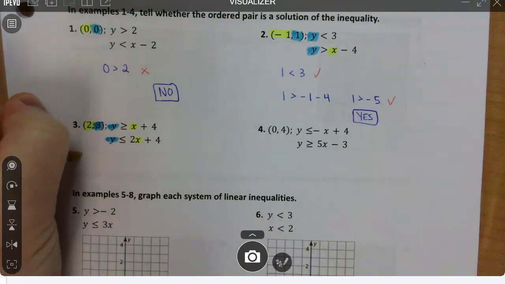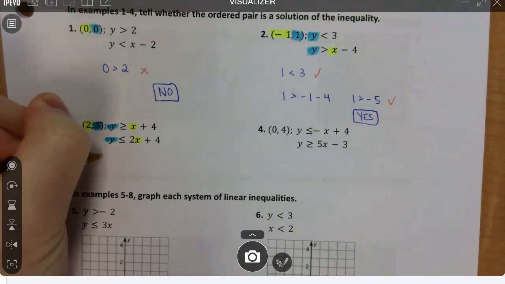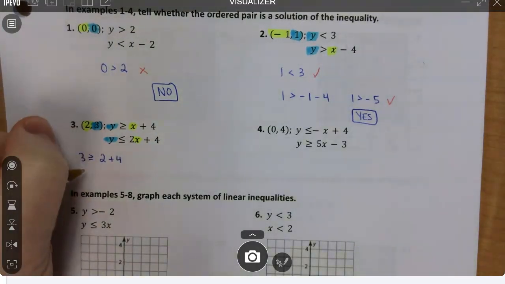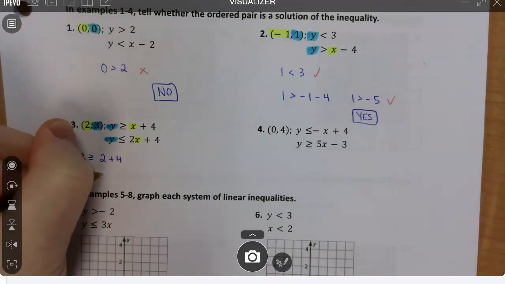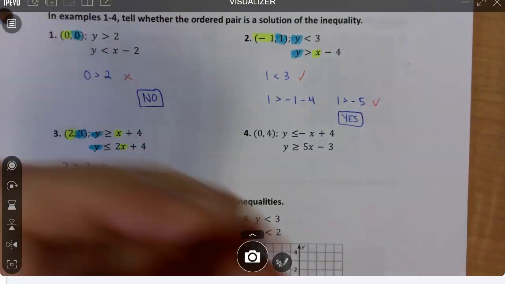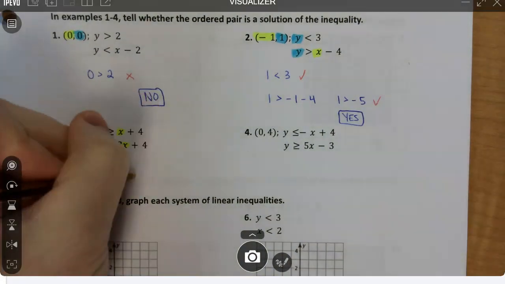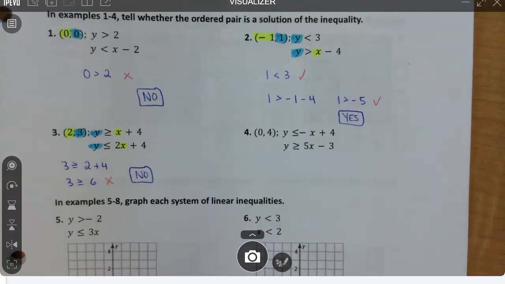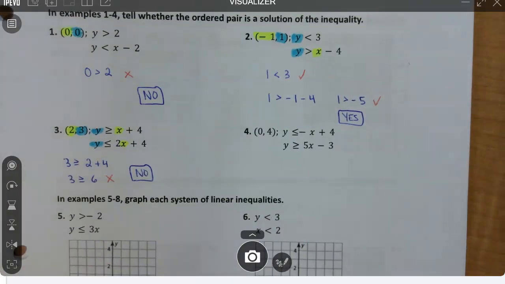So now we're doing 3 greater than or equal to 2 plus 4. And you look at that and you're like, 3 greater than or equal to 6? I don't think so. That doesn't work. I don't even need to do the second one. I already know that it doesn't solve the first inequality, so it can't solve the system.